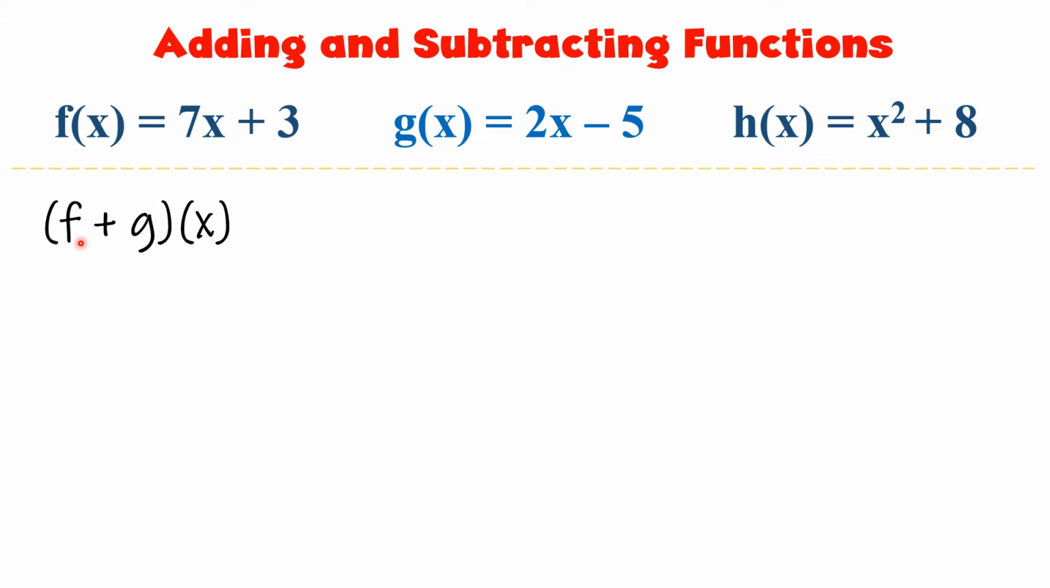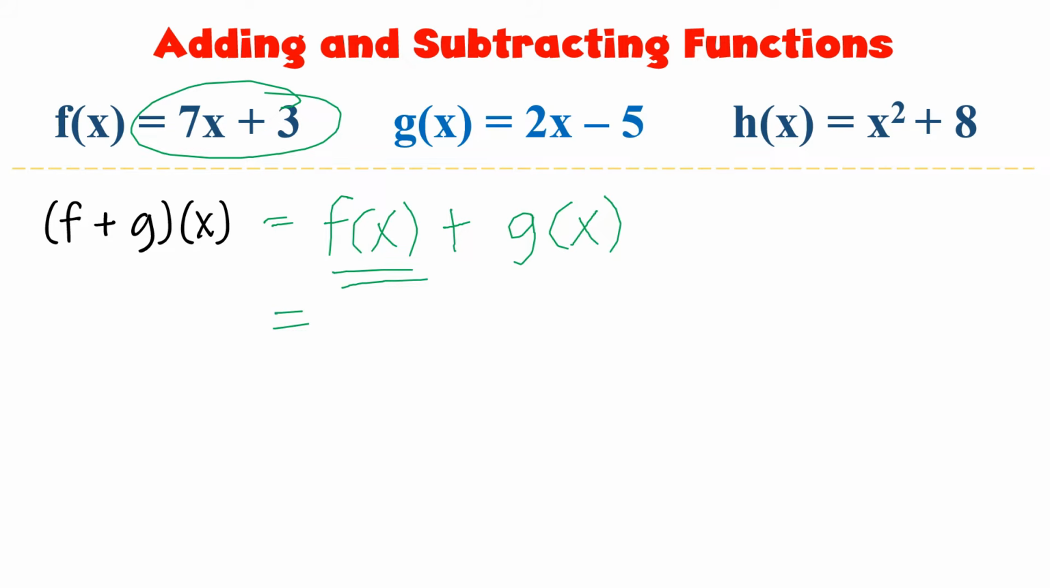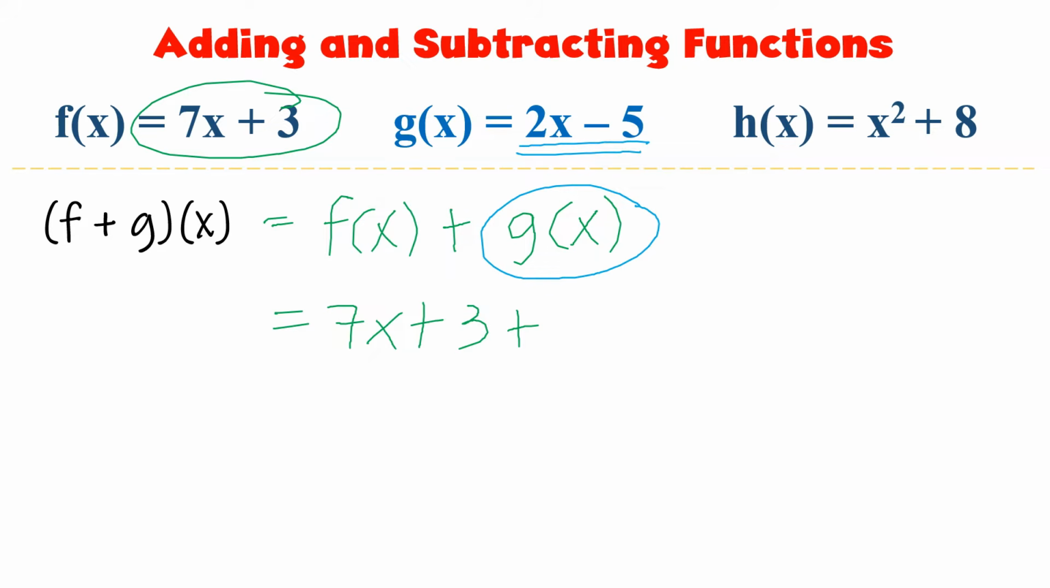Now, paano ba tayo mag-add or mag-subtract ng functions? Halimbawa, we have f plus g of x. This f plus g of x is the same with f of x plus g of x. Now after that, kunin natin yung f of x and g of x. Since f of x is equal to 7x plus 3, copy lang natin, 7x plus 3. Then copy the addition sign, plus g of x naman, g of x is equal to 2x minus 5. So let's write 2x minus 5.